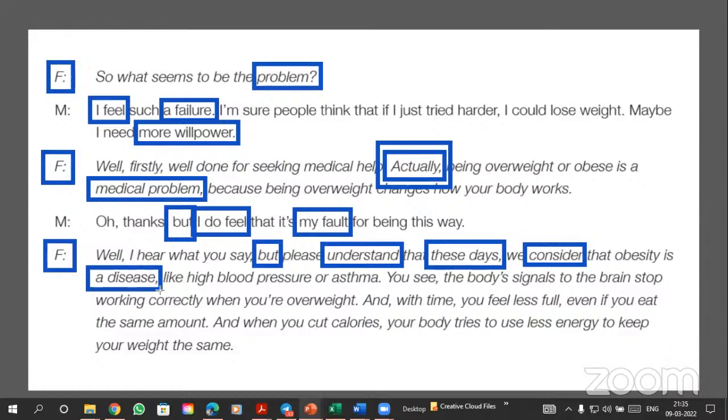Do you understand? The body's signals to the brain stop working correctly when you are overweight. They don't work properly. And with time, you feel less full, even if you eat the same amount. And when you cut calories, your body tries to use less energy to keep your weight the same. Try to understand what it is telling.